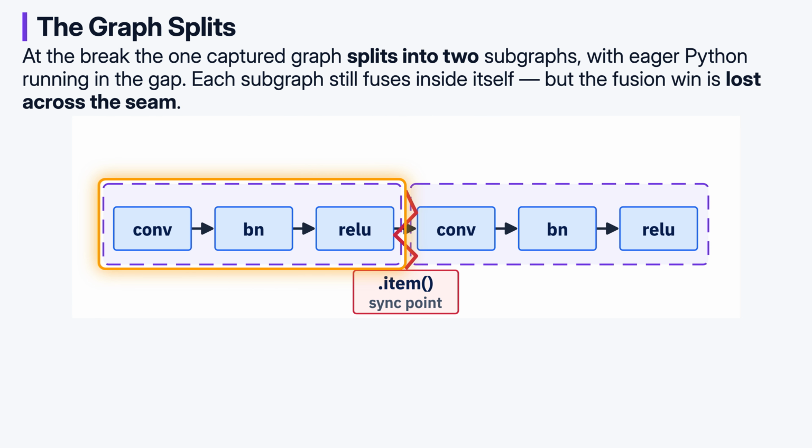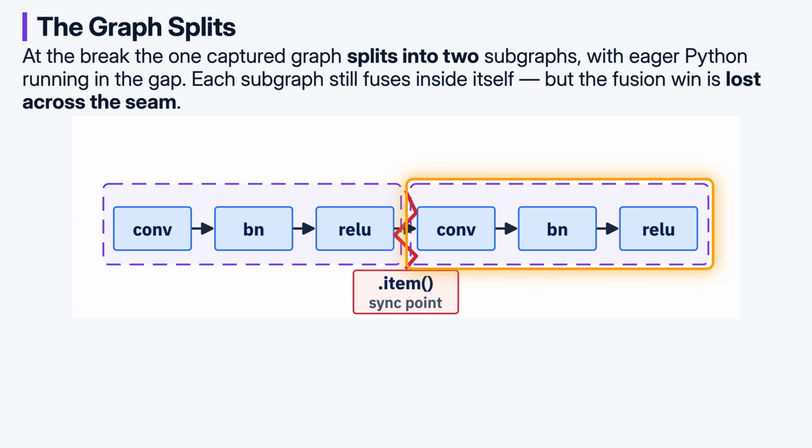At the break, the one captured graph splits into two subgraphs. This first box holds the ops before the break. This second box holds the ops after it. Each subgraph still fuses inside itself. And the item call sits in the gap between them, running as plain, eager Python. Nothing fuses across that seam. So the more breaks, the more of the win you lose.